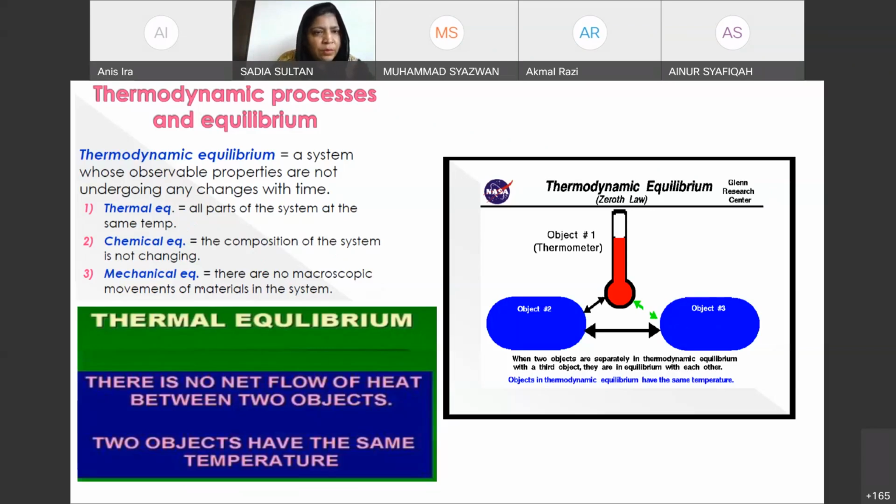There is no macroscopic movement of materials in the system, as with heat and temperature, right? In thermal equilibrium, there is no net flow of heat between two objects. The two objects have the same temperature. When two objects are separately in thermodynamic equilibrium with a third object, they are in equilibrium with each other. If object 2 is in equilibrium with 1, and 3 is in equilibrium with 1, it means 2 and 3 are also in equilibrium with each other. This is called the zeroth law.